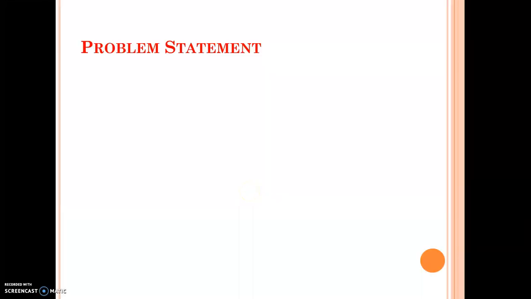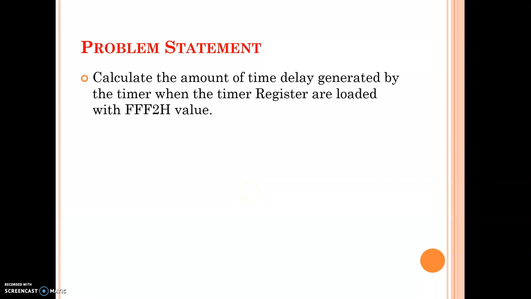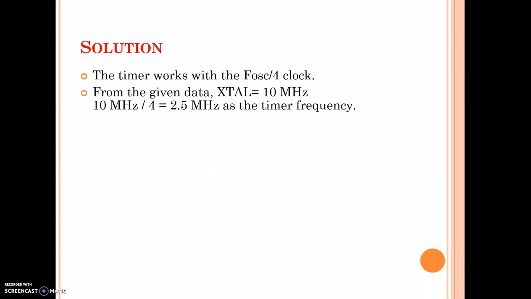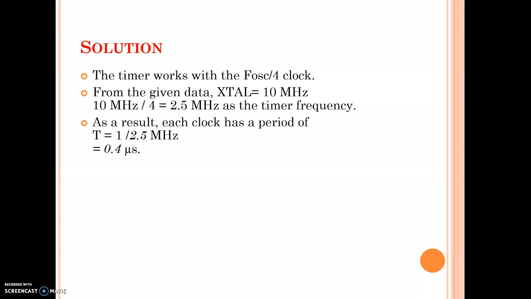Let's see one problem statement. Calculate the amount of time delay generated by the timer when the timer registers are loaded with the value FFF2H. We have been given the crystal oscillator frequency as 10 megahertz. Now here we are going to find out how much time delay will be generated by this timer. The timer works with the frequency of oscillator frequency divided by 4. Therefore, the timer frequency will be 2.5 megahertz.